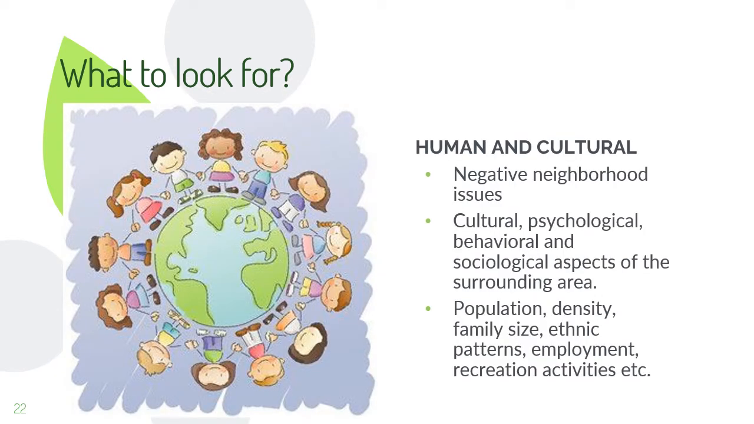Then, under the human and cultural conditions, there are negative neighborhood issues such as vandalism and crime. What are the attitudes towards the site and the potential build? What are the general neighborhood attitudes about the area? What are the cultural, psychological, behavioral, and sociological aspects of the surrounding area? What is the population density, family size, ethnic patterns, employment, recreation activities, etc.?